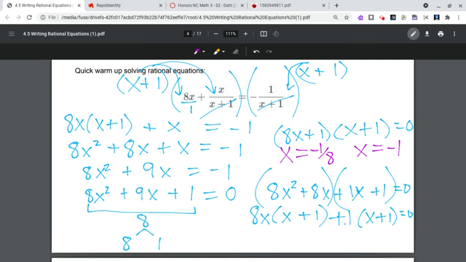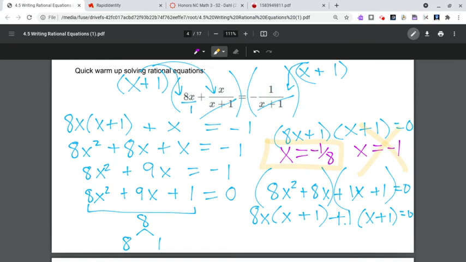Look back up in your original equation. You cannot accept a solution that would make the denominator 0. The only solution that would work for this particular rational equation would be x equals -1/8, because -1 would make the denominator 0. So we reject this solution. It is considered to be extraneous, and your only answer is here.